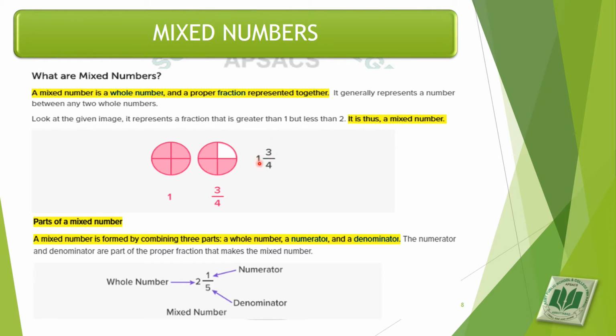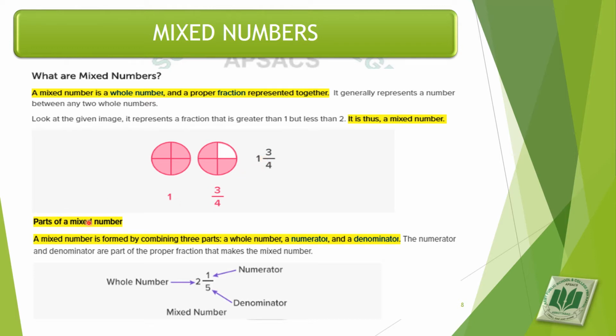That is, this fraction or this number lies between 1 and 2. 1 is the whole part and 3 by 4 is the fraction part, and this is less than 2. So this is a mixed number. The mixed number is 1 whole 3 by 4.